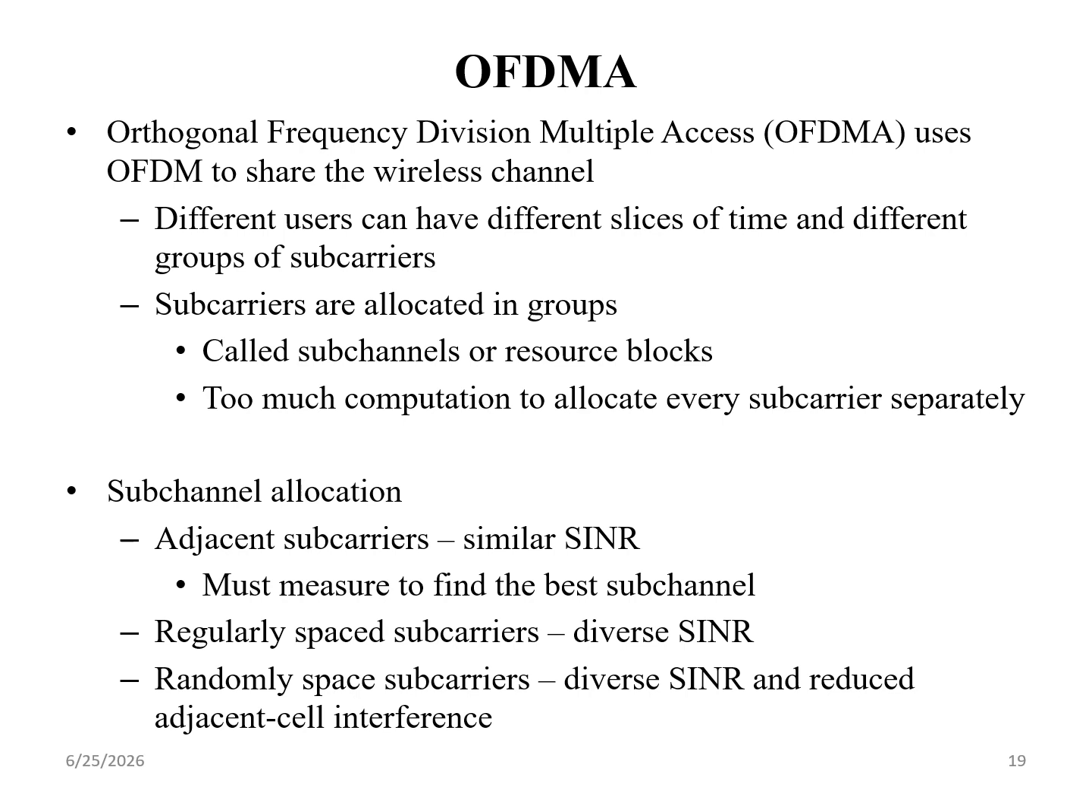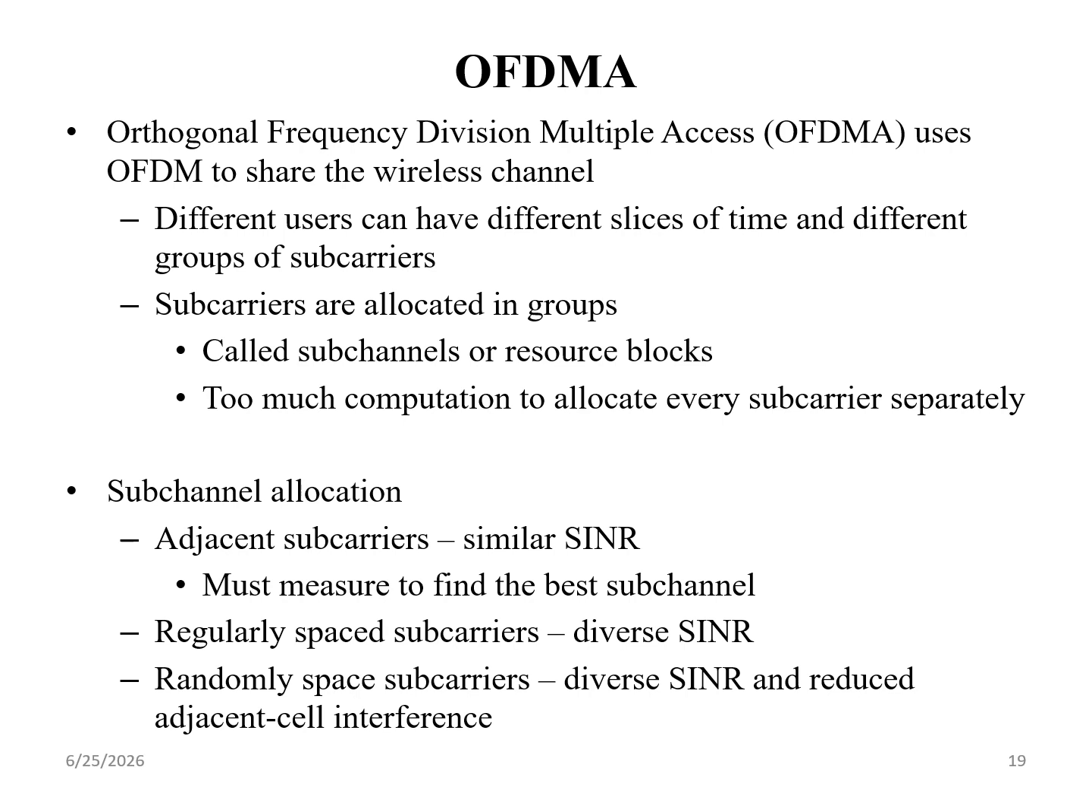So this was OFDMA, which uses OFDM to share the wireless channel. Different users can have different slices of time, that is, different time slots, and different groups of subcarriers. This is going to be called a subchannel. It is too much computation to allocate every subcarrier separately, so allocation of subcarriers will be done per subchannel.